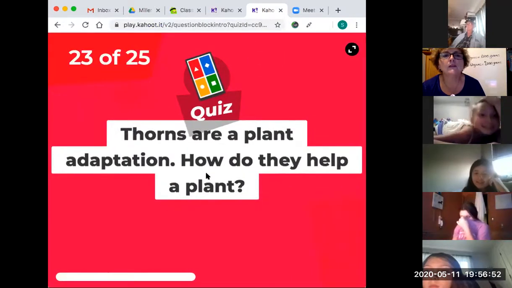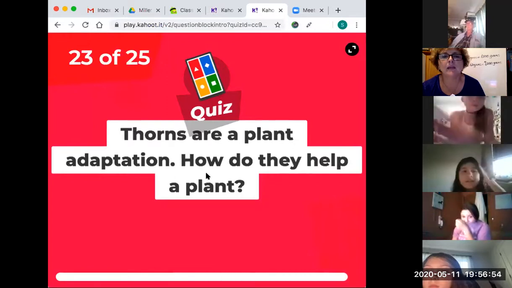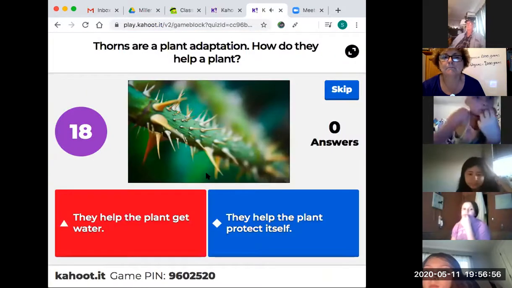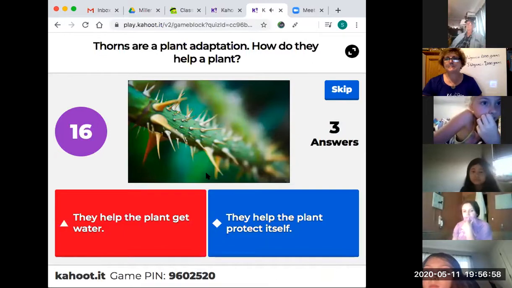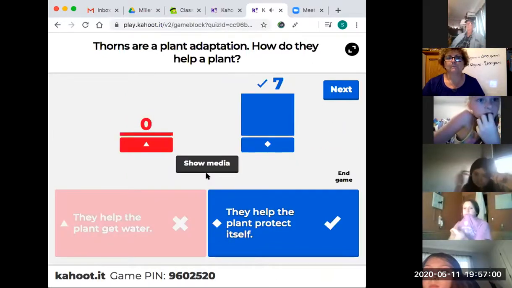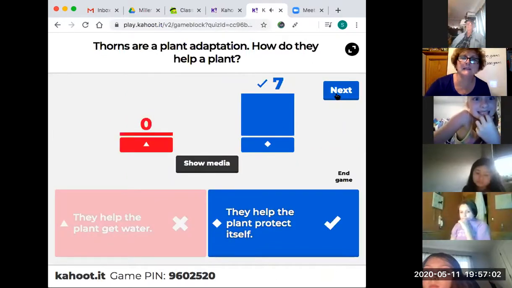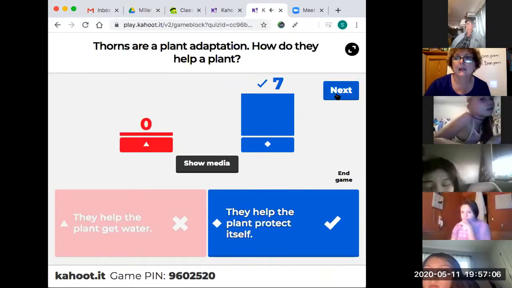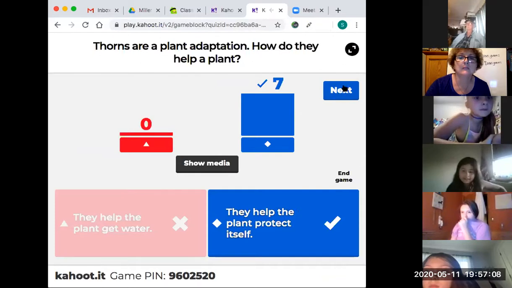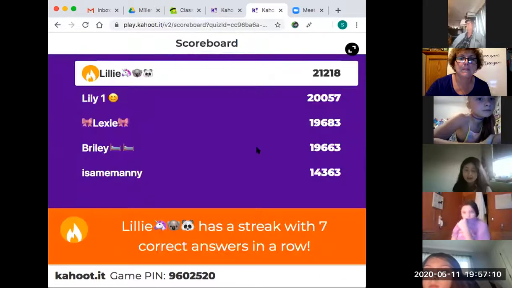23. Thorns are a plant's adaptation. How do they help a plant? Good job. It helps it protect itself. Rose bushes have thorns on them. Okay? Makes you leave them alone, doesn't it? Yeah. My sister loves to pick flowers.